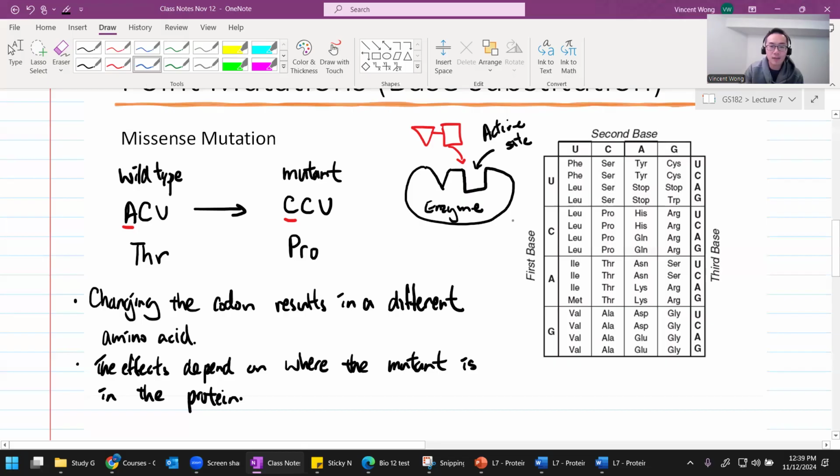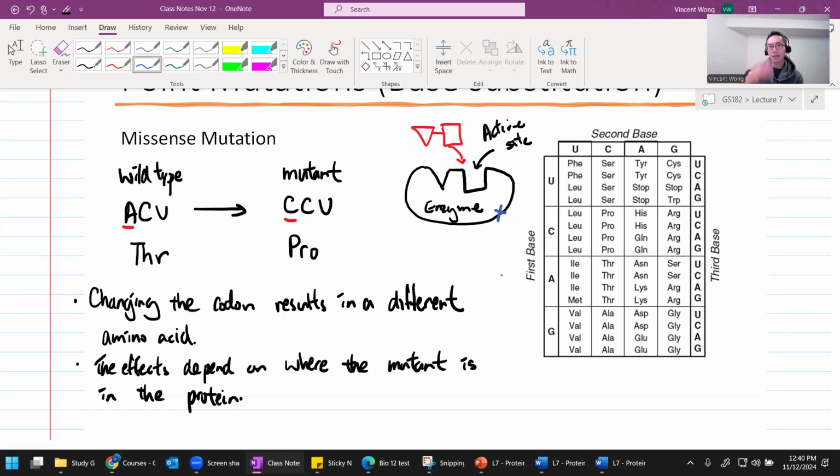Whereas if you have a mutation that's elsewhere, let's say right here, somewhere away from the active site of the protein, then maybe it's okay. Maybe it's not as big of a problem, right? So it's really context dependent. It depends on the protein and depends where in the protein it happens.